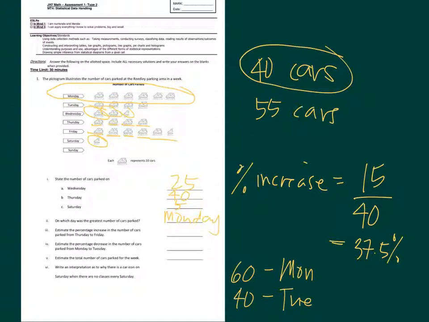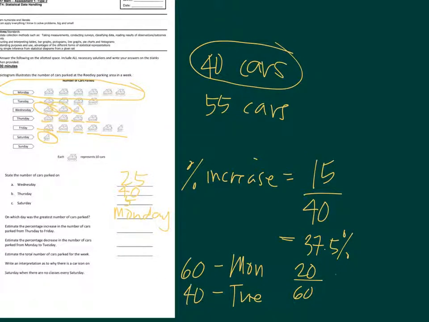So the percentage decrease is the amount decreased divided by the reference value. In this case, the reference value is 60 because you're coming from Monday and then followed by Tuesday. So the decrease is 20, and we should divide this value by 60. If we simplify 20 over 60, you should get 33.33 percent, or you can simply write this as 33.3 with a bar, percent.